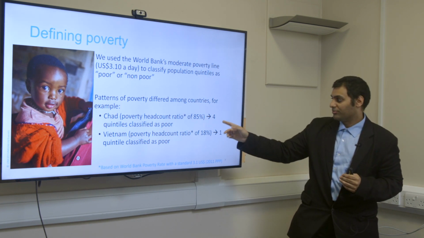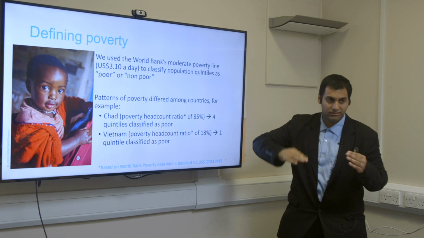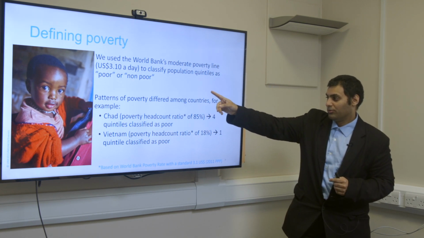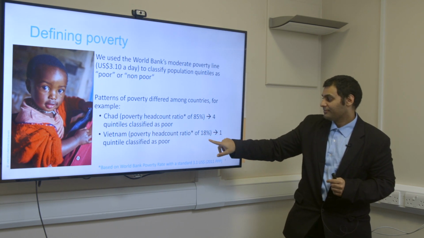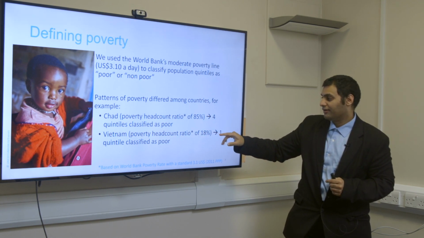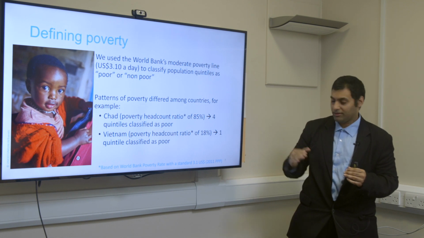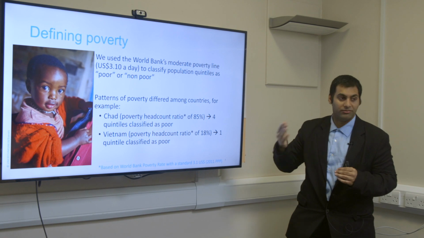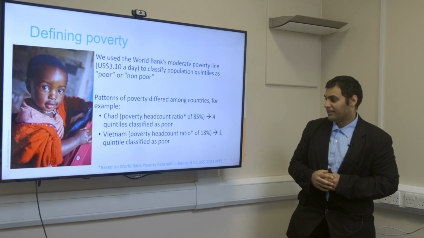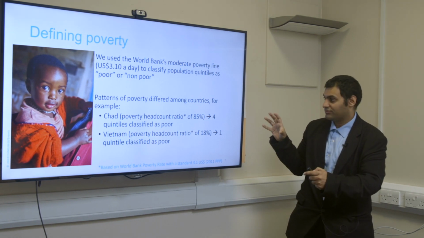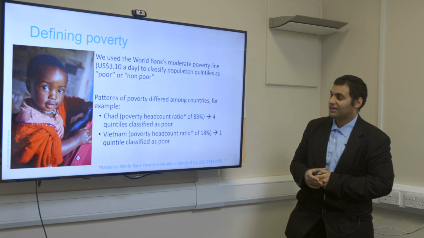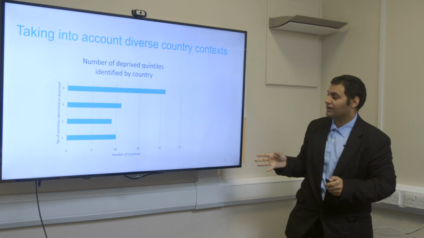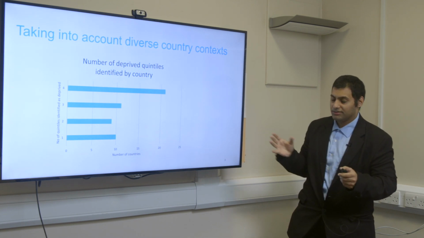So approximately close to 15% is considered above the poverty line, which you can compare to Vietnam as having only 1 wealth quintile below the poverty line, and the richer quintiles above the poverty line. So with this specific type of case in mind, we had to recategorize the countries and take into account the different country contexts.